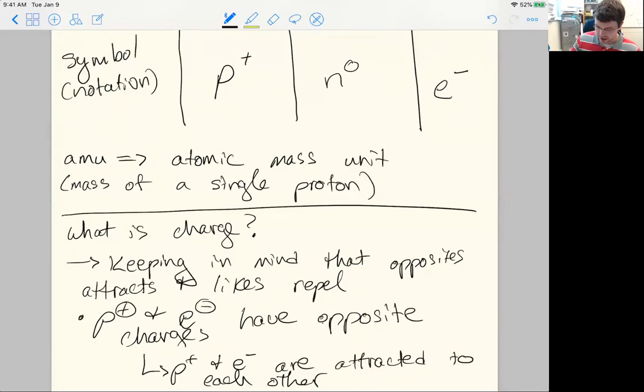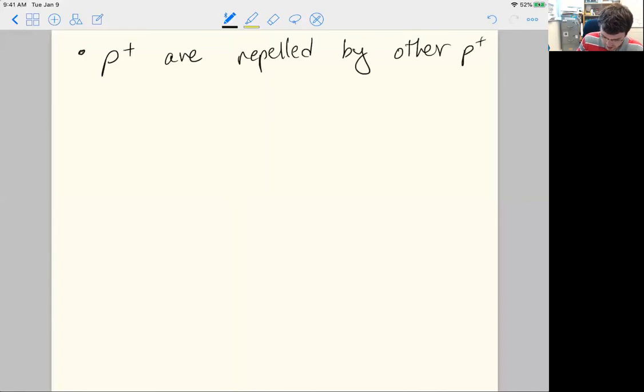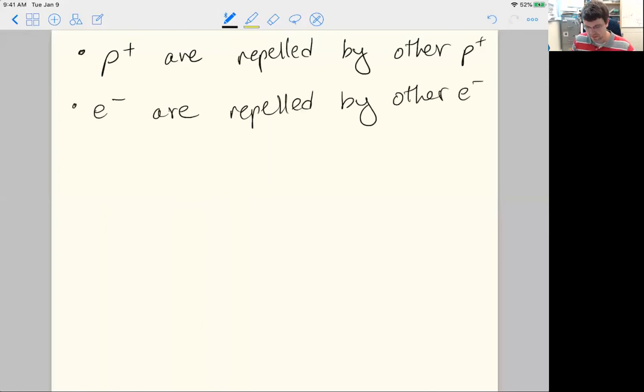Now, again, keeping in mind that while opposites attract, likes repel, this also tells us that similarly, protons are repelled by other protons, and, sorry about that, electrons are repelled by other electrons. Why? Because they have the same charge. Both of our two electrons that we're considering putting close together have the same charge, so they're going to repel and bounce away from each other. We see that when we have two magnets that we're pressing together that have identical poles. Okay, so protons are repelled by other protons, electrons are repelled by other electrons.